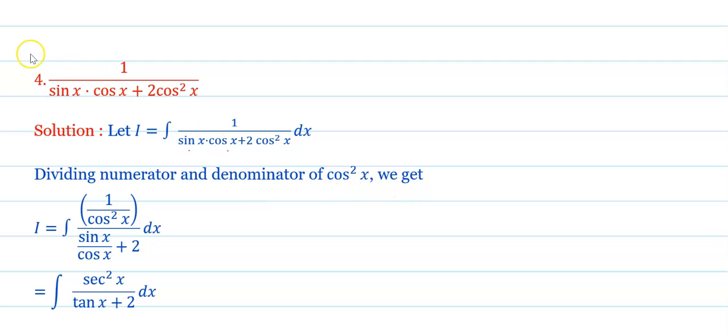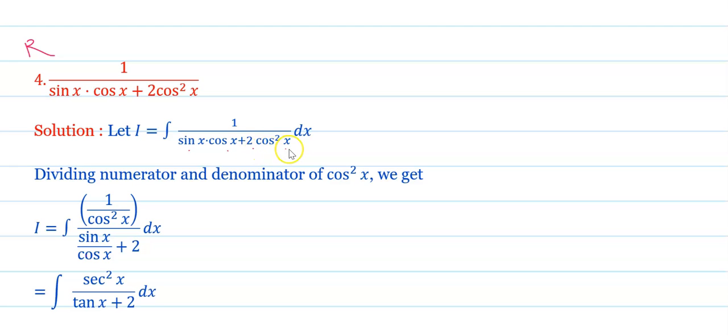You have to repeat it. Divide n and d by cos square x. Therefore, I is equals to integral 1 upon cos square x. Now divide this denominator also by cos square x. Sin x into cos x upon cos square x means what? One cos will get cancelled, then you will get sin x upon cos x.